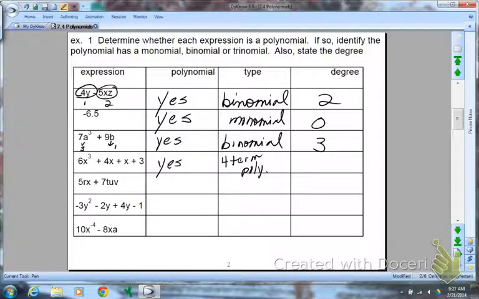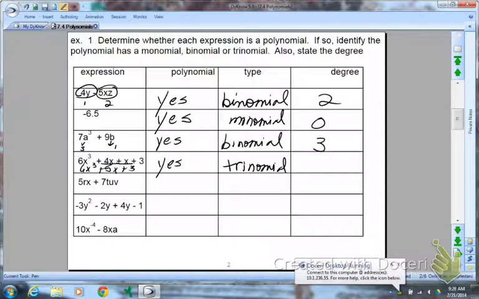Now, what is the degree of the whole entire polynomial? What is the degree of the first term? 3. Actually, oh, wait a minute. Look here, guys. Could I have added those two together? And when I do that, what do I get? 6x to the third plus 5x plus 3, which is a trinomial. So it's no longer a 4-term polynomial. The degree of the first term is a 3, the degree of the second term is a 1, and the degree of the third term is 0, so what is the degree of the entire polynomial? 3.